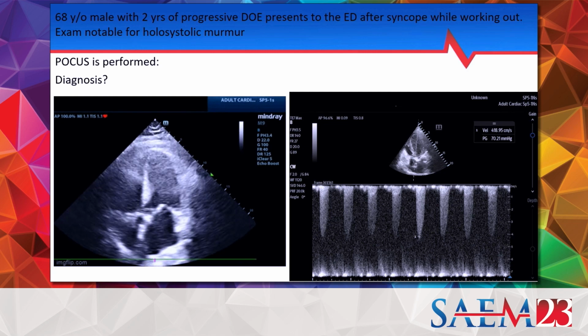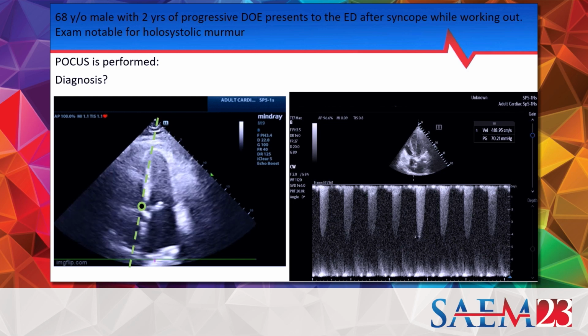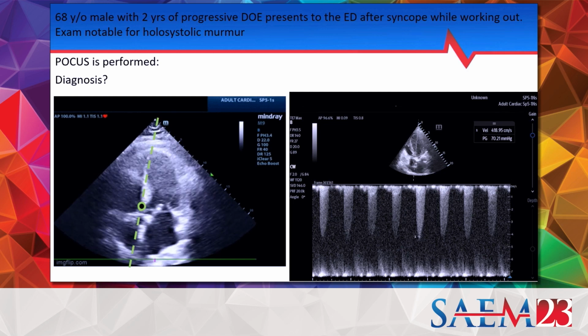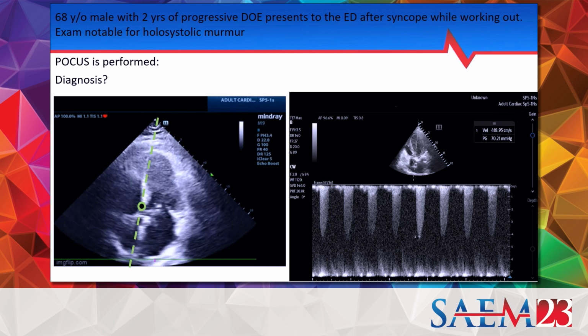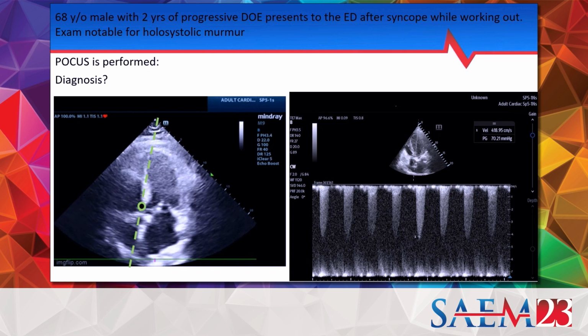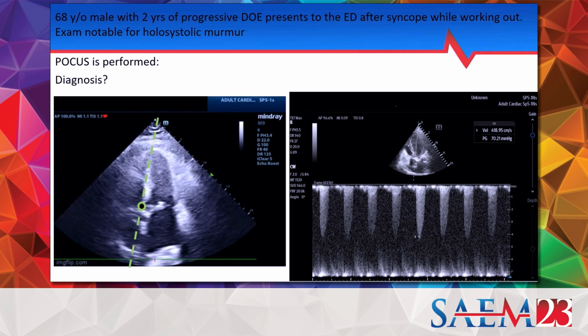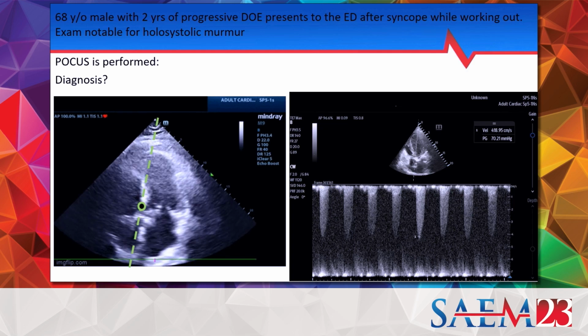So if we go ahead and run our continuous wave Doppler through the aortic valve and then toggle over to our spectral display, we can see that the peak velocity is about 4.1 meters per second. So this would actually fall in the severe category for severe aortic stenosis.